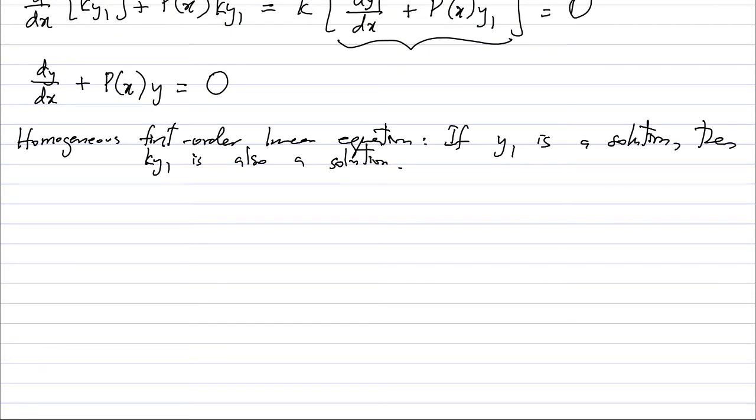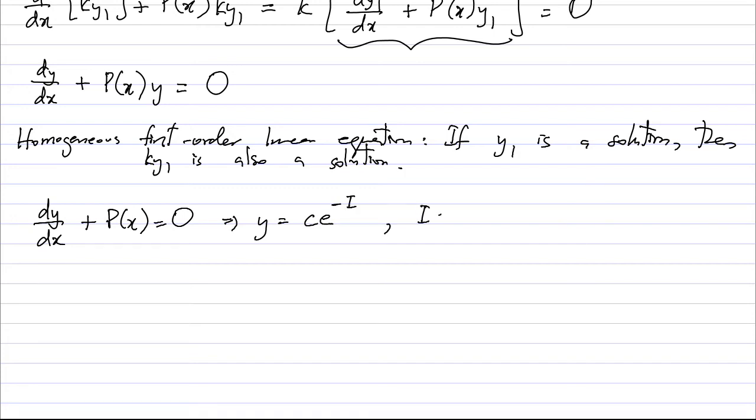This is actually not at all a big discovery, because remember, for the first order linear homogeneous equation, we already have the solution. The solution to this equation was that y is equal to c e raised to the power minus I, where I is the antiderivative of p. This is playing exactly the same role of k above. Remember, c is arbitrary, so c could be any value, and this function y would still be a solution of this differential equation.